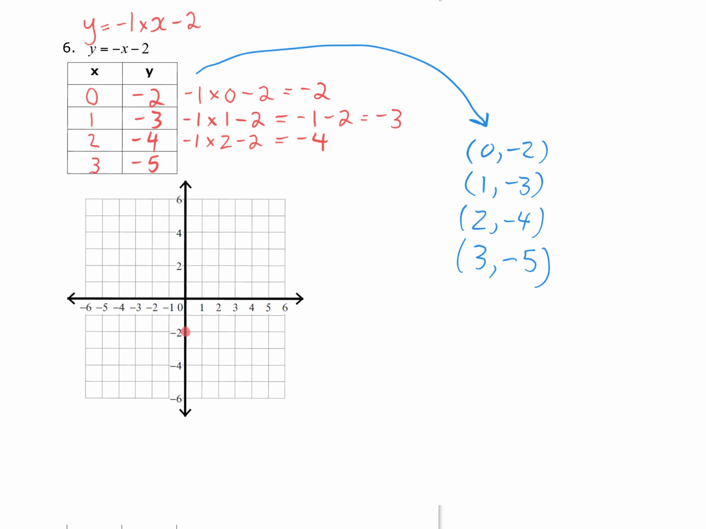So we're going to have a point here. And then 2 over 4 down, 3 over 5 down. And we'll draw a line through those to finish them off. And this is the graph of this original equation, y equals negative x minus 2. And that's it.